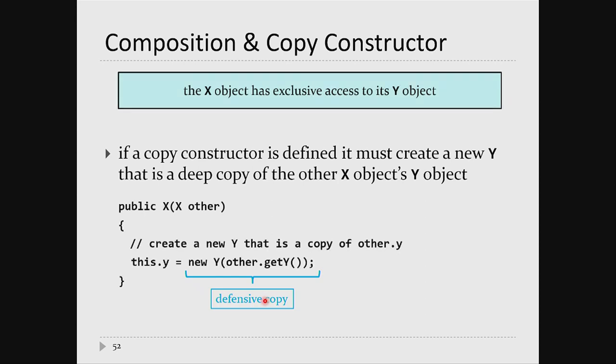Okay, so if you have a copy constructor, you have to copy the other object's Y object also. So you can't just write this.y = other.y, because now you're sharing your Y object with another X object. You have to make a defensive copy of the other Y object and then set the field of this object to point to the copy.